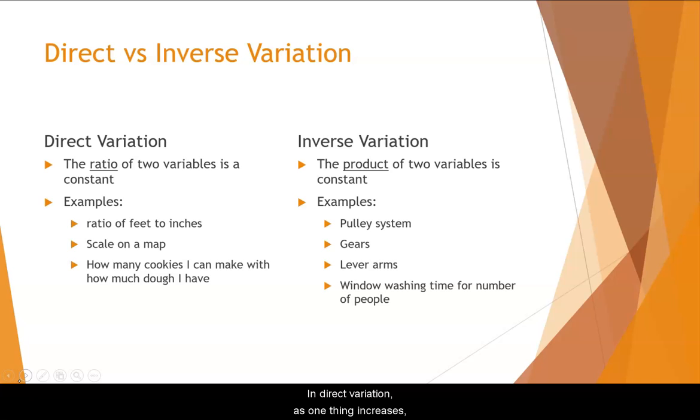Inverse variation is a little less intuitive. So direct variation, one thing increases, the other thing increases. Inverse variation is a little bit more off kilter. An example is a pulley system, a gear, or lever arms, or the time it would take to wash windows with the number of people washing the windows. As one thing increases, another thing decreases by a decreasing amount.